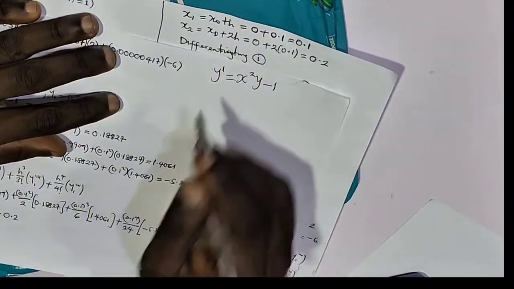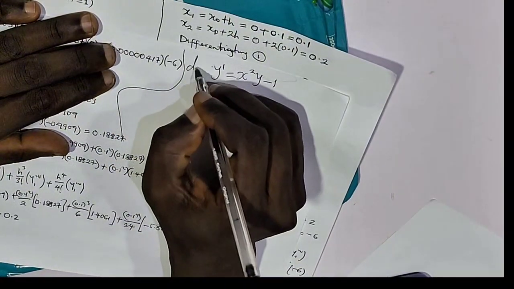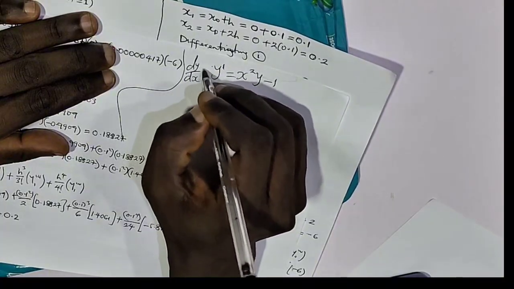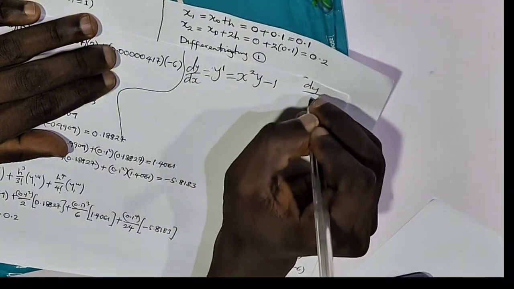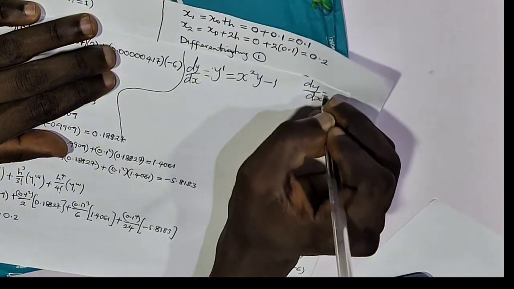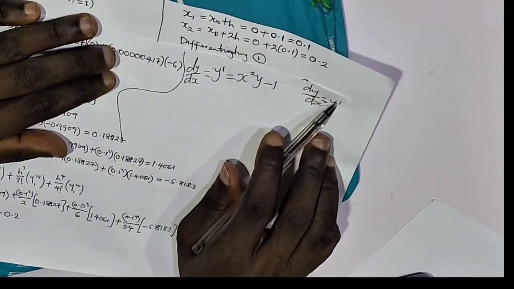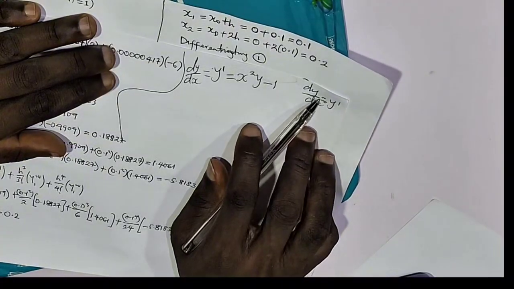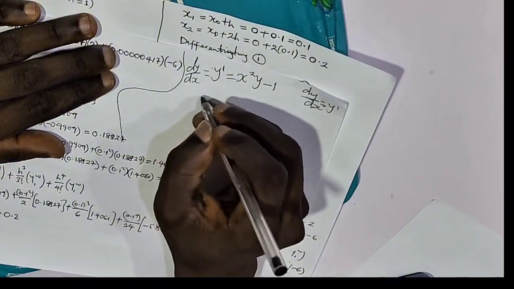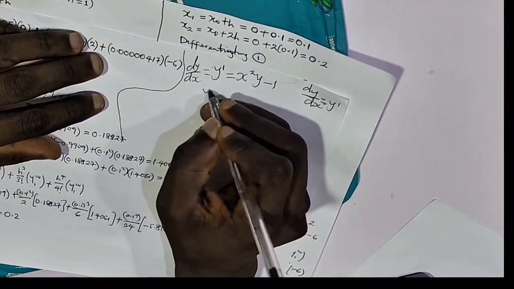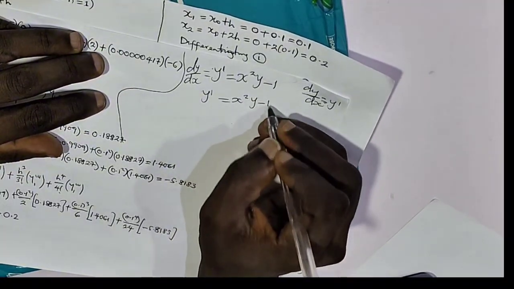y prime is the same thing as dy over dx. I can also write it as dy over dx equals y prime. If I don't want to call it dy dx, I can call it y prime. You understand? So now you are given that dy dx, that is our y prime, is equal to x raised to the power of 2 y minus 1.